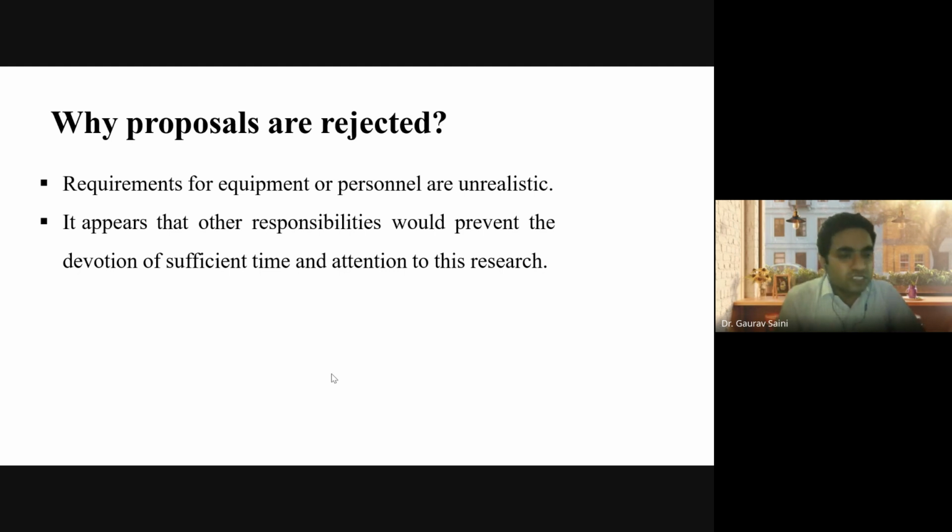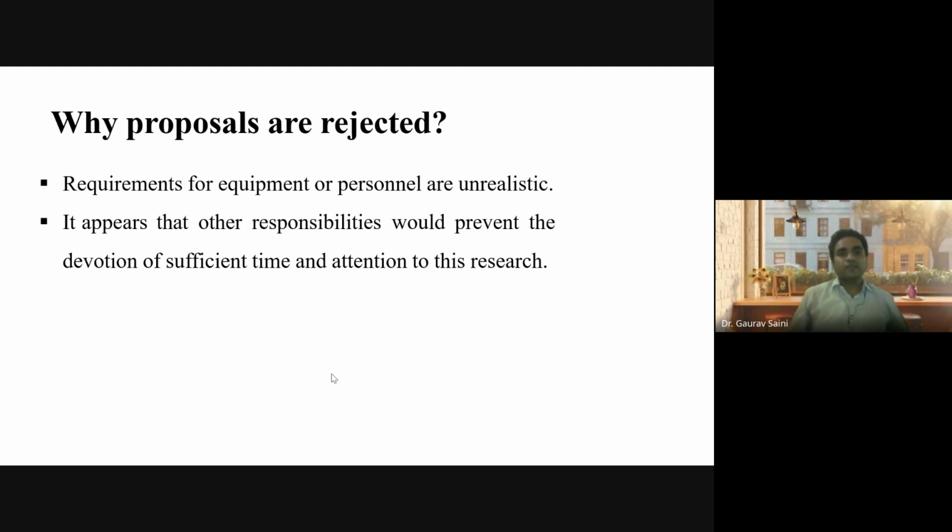So if other responsibilities are there, because you will provide exact information about yourself, that I am working as a dean, I am working as a director, I am working as an assistant professor at that particular time. So that basically gives an idea to the reviewer that this person may have that much time, that much responsibility, and that the resources are there, so that it can be completed. So these things basically give an idea to the reviewers that the project may be completed within the time frame.